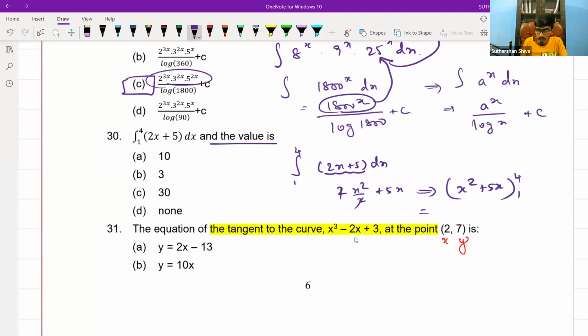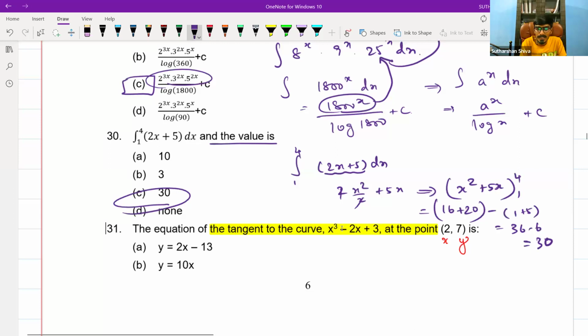If I substitute, 4 square is nothing but 16. 16 plus 5 is 20. This will be one set. Minus 1 plus 5. This will be another set. 36 minus 6. Obviously, it is going to be 30. Option C is your answer.